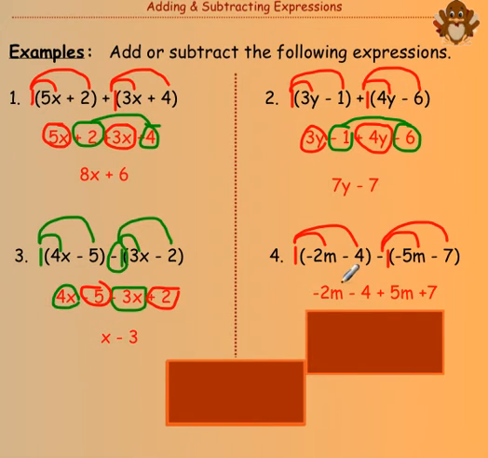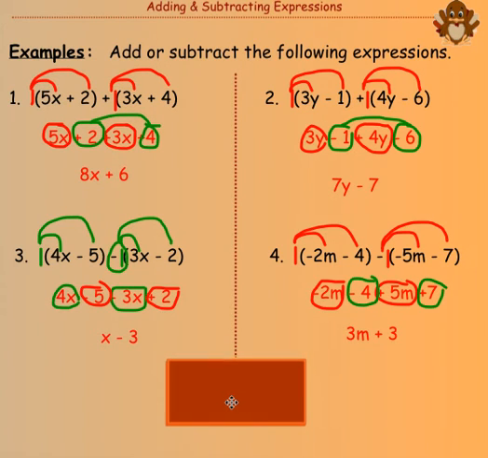Let's combine our like terms. Negative 2m with positive 5m would be 3m. And then negative 4 and 7 would give me positive 3. So my final answer there would be 3m plus 3.